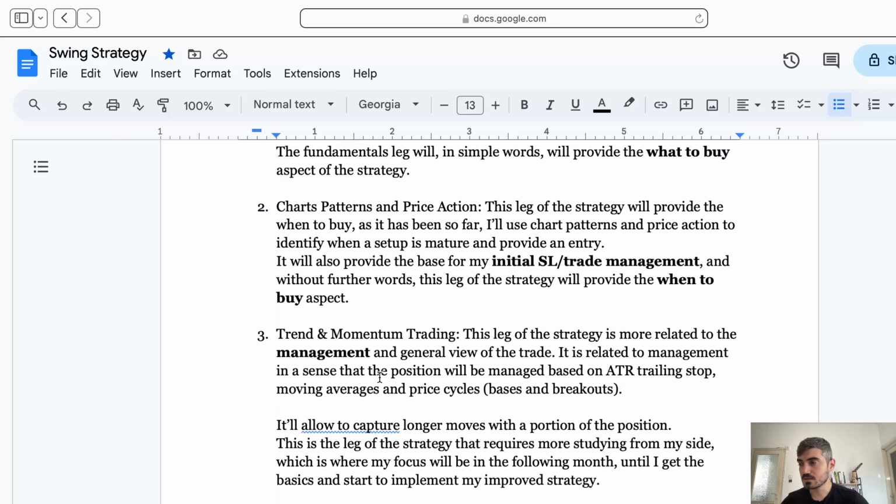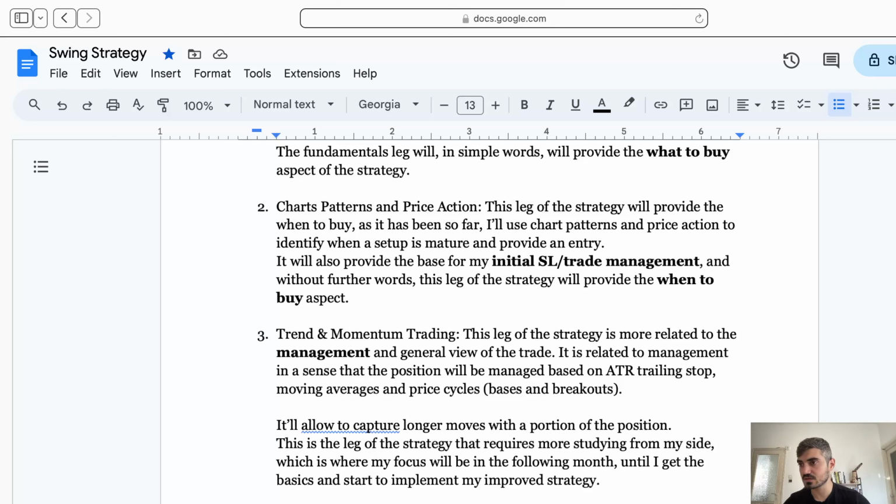The third leg is trend and momentum trading. This leg of the strategy is more related to the management and general view of the trade. It is related to management in the sense that the position will be managed based on ATR trailing stop, moving averages, and price action, price cycles. By that I mean bases and breakouts.